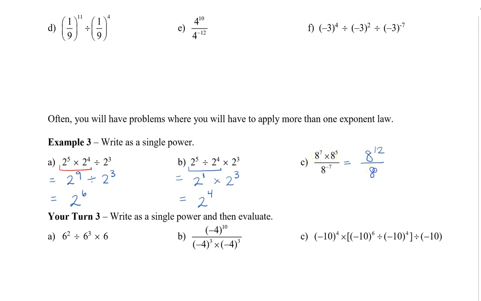In the denominator, I have 8 to the negative 7. And now we're going to subtract because we are dividing. This is our division line. So we have 8 to the power of 12 minus, don't forget, it's negative 7. So I'm just showing the in-between step here so that you can see what's happening. So we have minus a negative 7, so that's the same as adding the 7. So now we have 8 to the power of 12 plus 7, which is 8 to the power of 19.